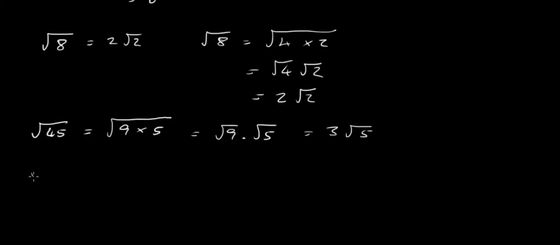Let's take another one. Let's take the square root of 300. Now what you do here, and you may have noticed this, is you take the number under the root symbol and you look for the highest square number that will divide into that number.